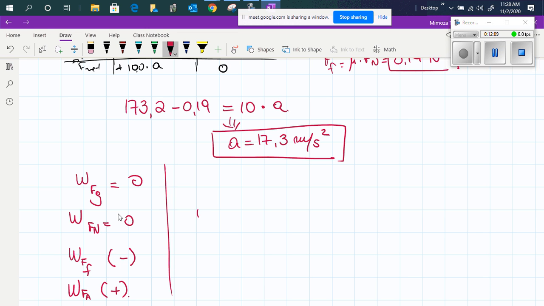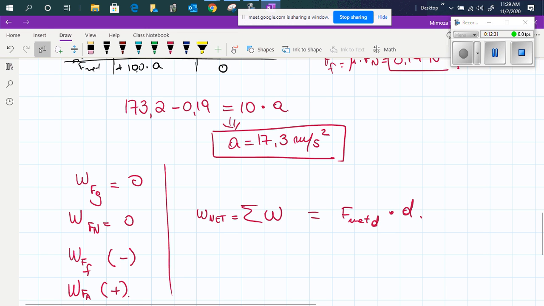And then the work net is the sum of all those works, which is the same as saying the component of force net along the displacement times the displacement. So this is how you approach a question like this in work and energy.